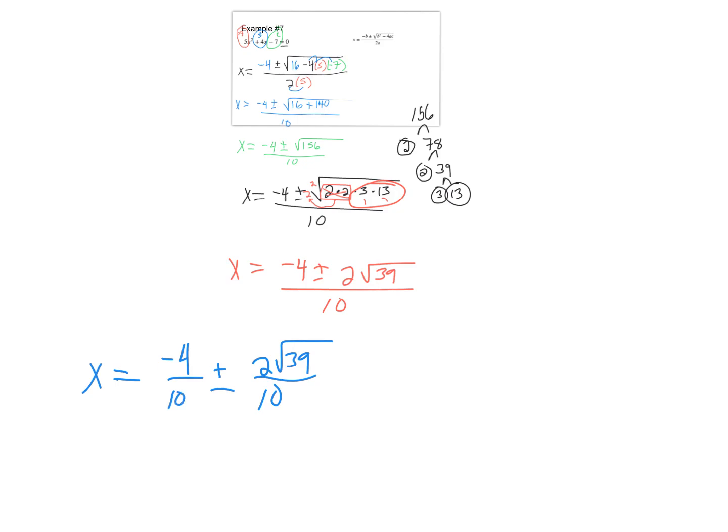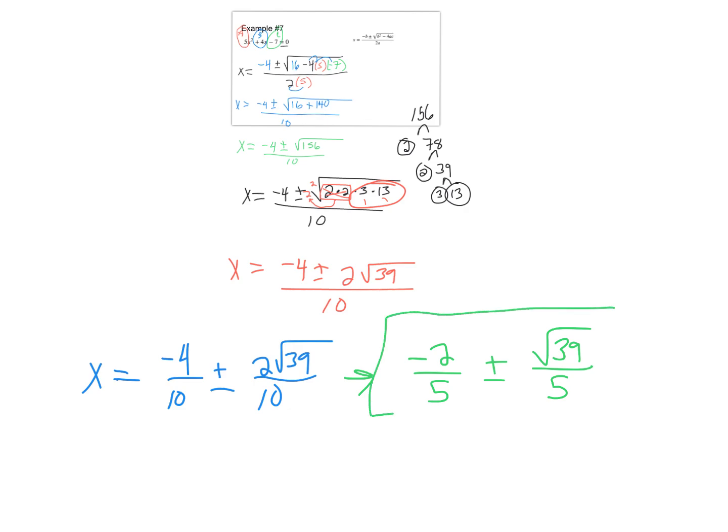Okay, and now I can look at this and say, well, I can reduce this. 4 and 10, and this 2 and 10, I can reduce. So that's what I'm going to have to do to simplify this. So -4 over 10 can reduce to -2 over 5, plus or minus. Now 2 over 10 is really 1 radical 39, all over 5.